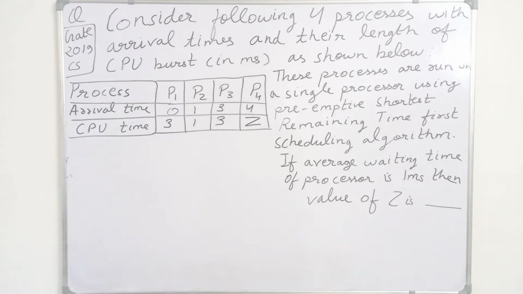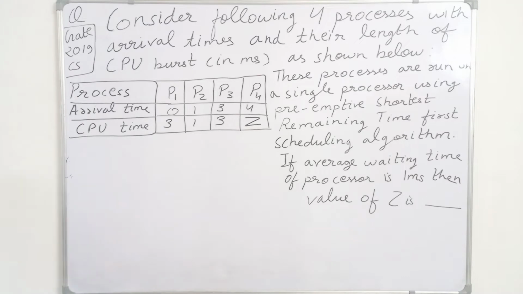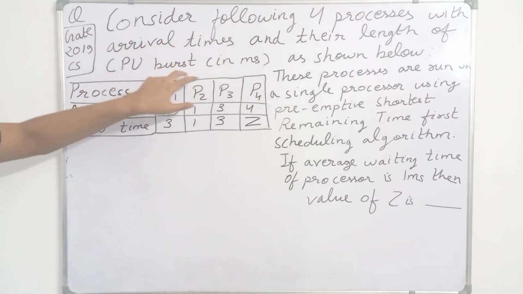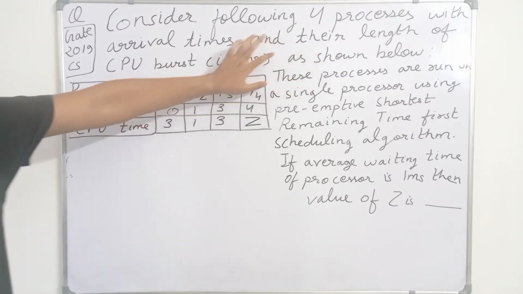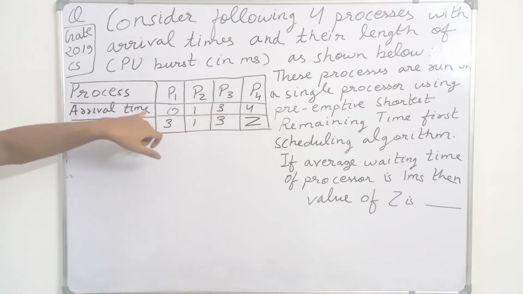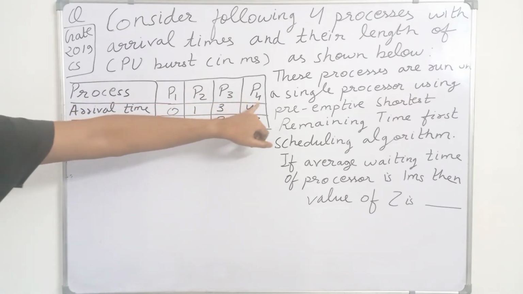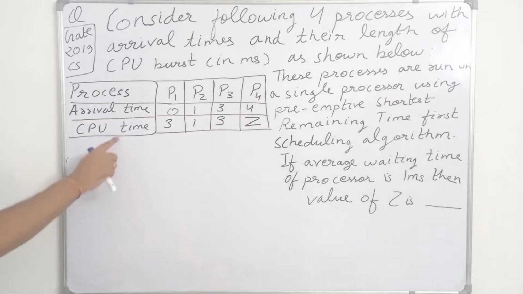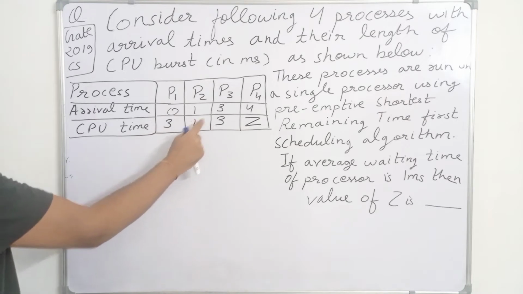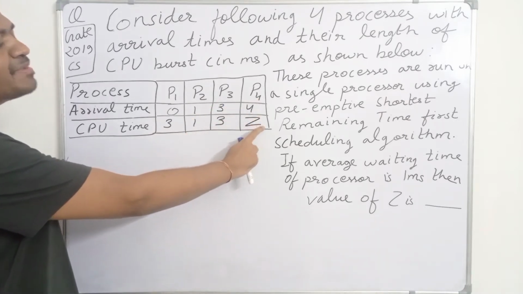So this is a question from GATE 2019 Computer Science branch. It says that there are the following 4 processes with arrival times and their length of CPU burst in milliseconds shown below. So there are 4 processes P1, P2, P3, P4. P1 arrival time is 0, P2 arrival time is 1, P3 arrival time is 3, P4 arrival time is 4. P1 CPU burst time is 3, P2 CPU burst time is 1, P3 CPU burst time is 3 and P4 CPU burst time is Z.